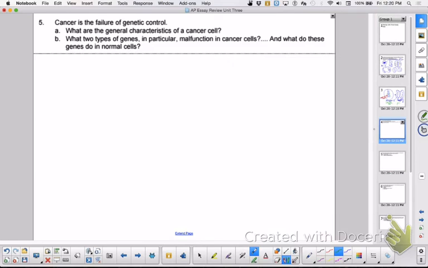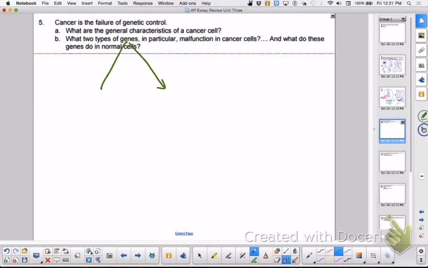Cancer is the failure of genetic control. What are the general characteristics of a cancer cell? You can look those up. I gave you that, and you have a chart, characteristics of cancer cells. Then B, it says, what two types of genes in particular malfunction in cancer cells?